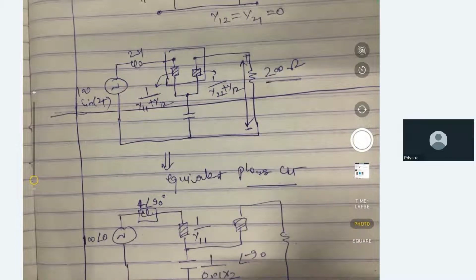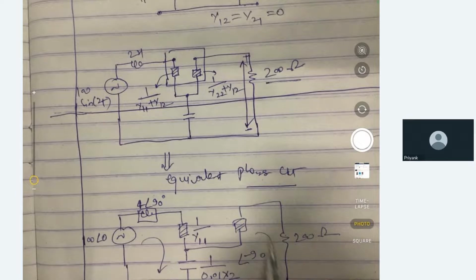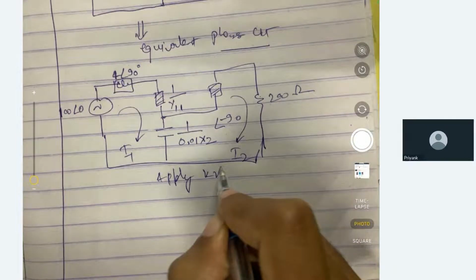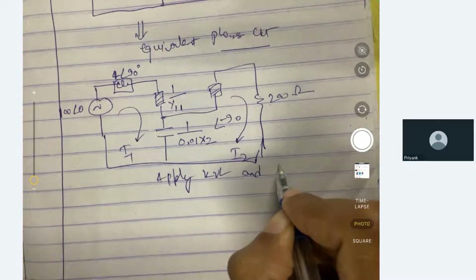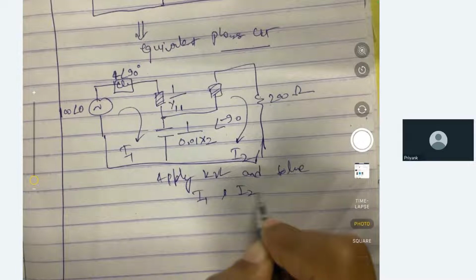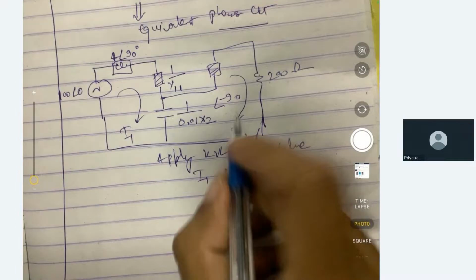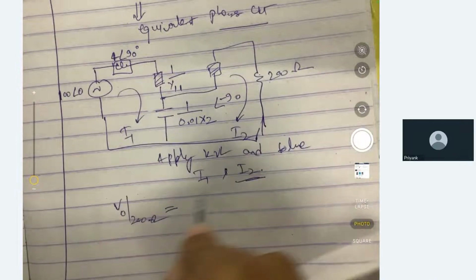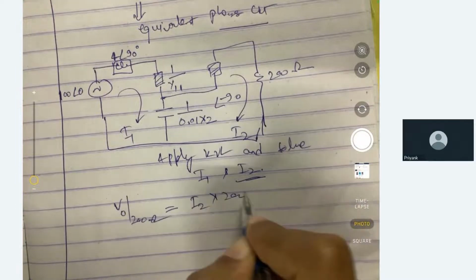Now you need to apply the KVL to I1 and I2, and solve for I1 and I2. After solving this, you can find out the voltage across the 200 ohm load. V out at 200 ohm is equal to I2 into 200. So this will be the voltage.